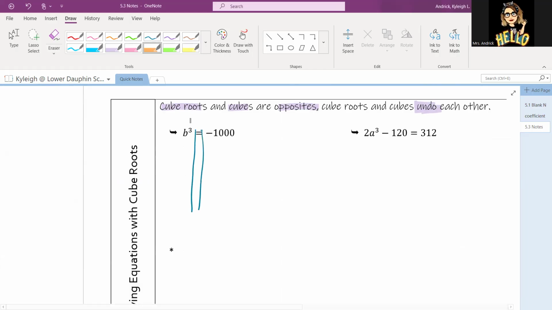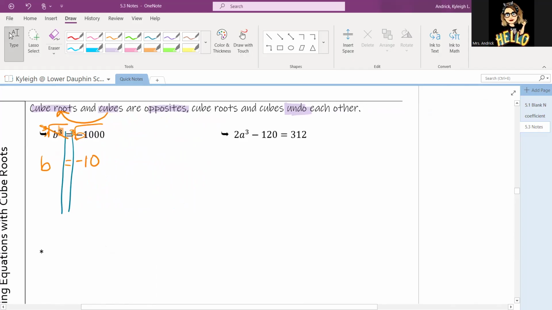I see b to the third power. We know the opposite of taking something to the third, of cubing it, is to cube root it. So we're going to cube root each side. Those cancel out on the left. I'm just left with b. And now figure out what the cube root of 1,000 is. The cube root of 1,000 is 10. And because it's got that negative sign, it's negative 10.